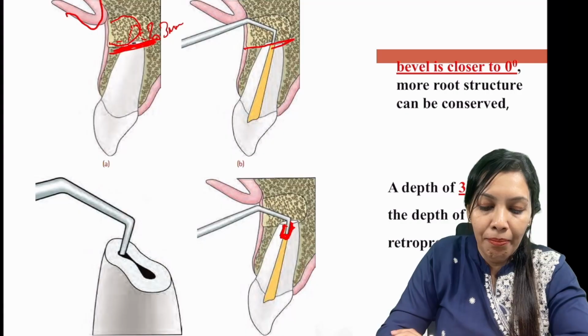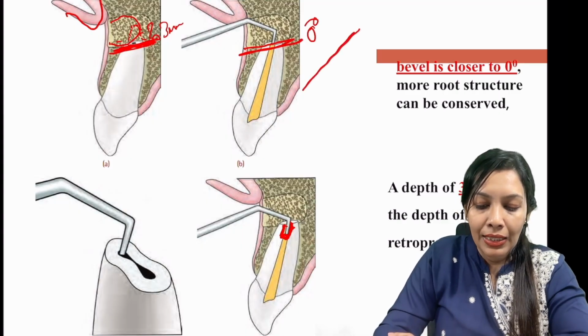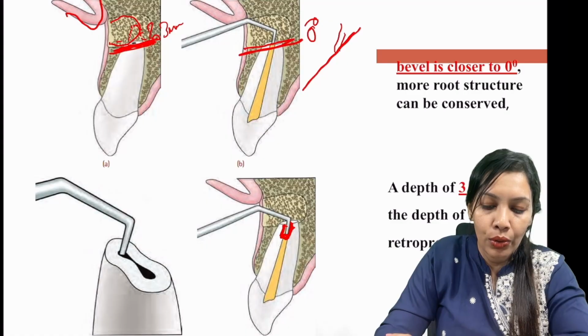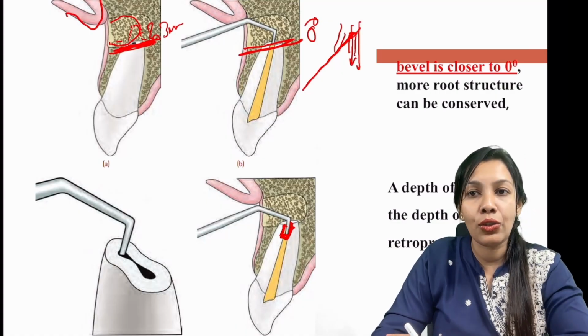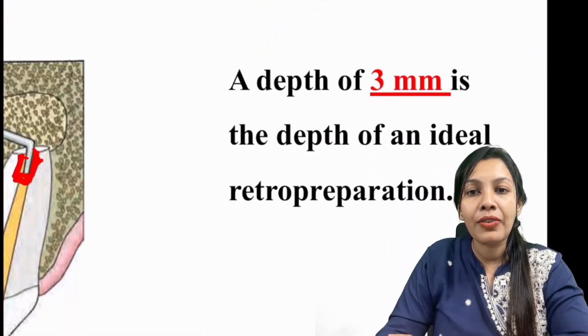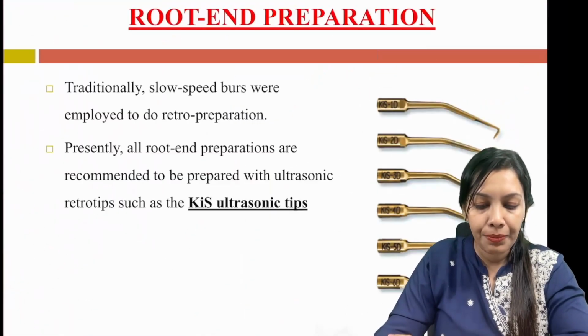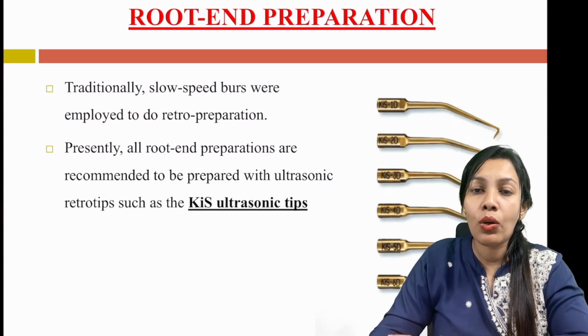Always the cutting bevel should be closer to 0 degrees. Very important. Why so? If it is angulated, there is a chance of the dentinal tubules being exposed outward, and it might be a pathway through which microorganisms can enter the tooth, again causing reinfection. The depth of 3 mm is ideal for retro preparation. Very important. So how will we do a root end preparation?